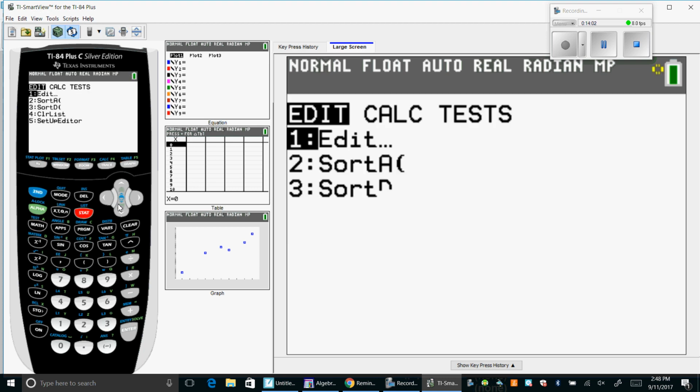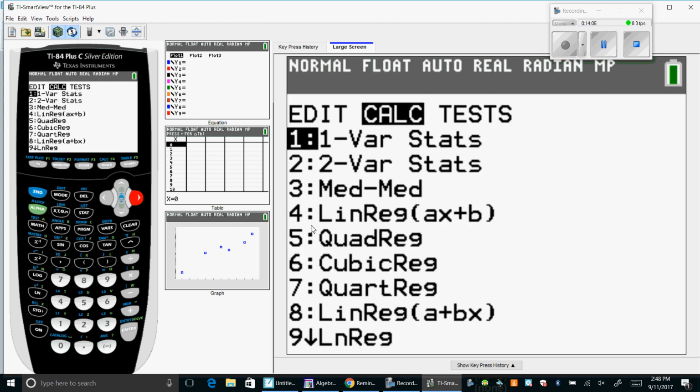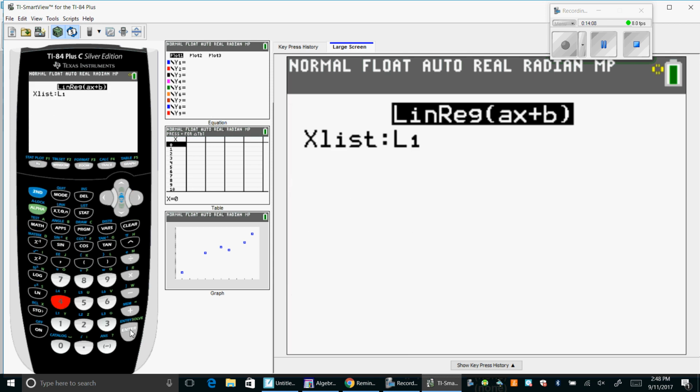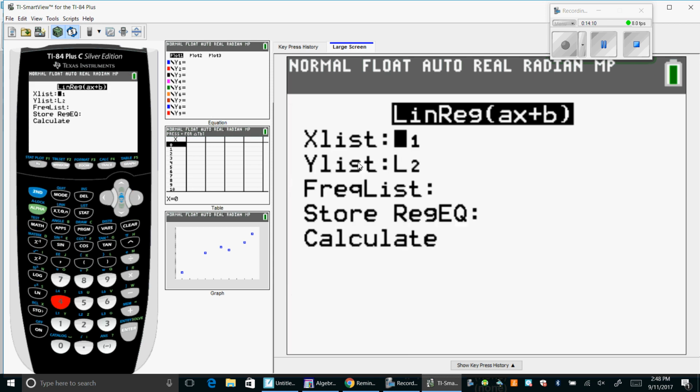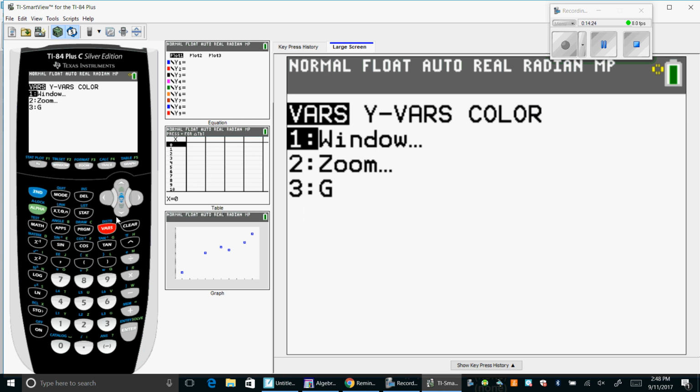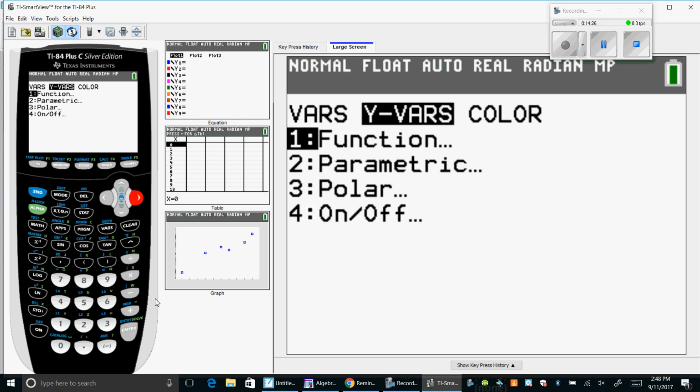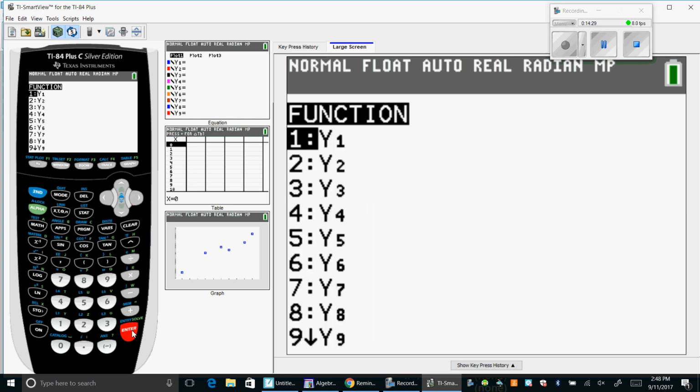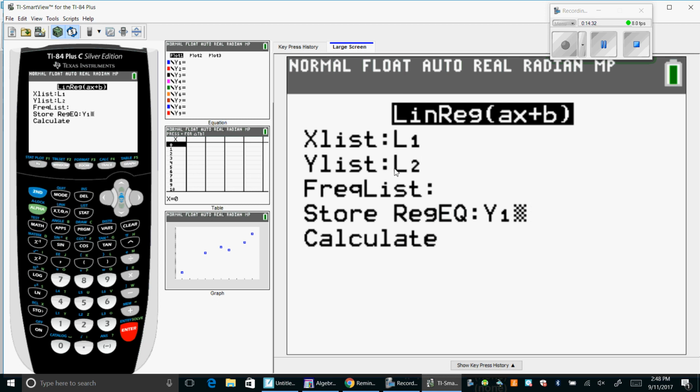So I'm going to push stat. I'm going to go over to calc, calculate, and I want a linear regression, a line. That's number 4. My X list is in L1. My Y list is in L2. I'm going to go ahead to make this a little bit easier and store my regression equation so that I don't have to retype it. So I want to store it in Y1. So I'm going to hit the variables button, vars, go over to Y vars. It's a function, and I'm going to choose Y1. So I have my X list in L1, my Y list in L2, and I'm telling it to store the regression equation in Y1. And I want it to calculate that.